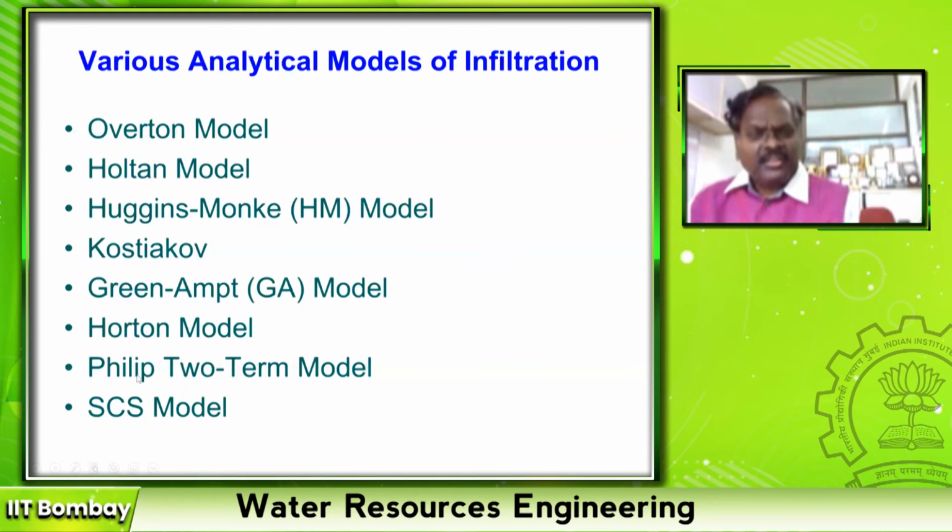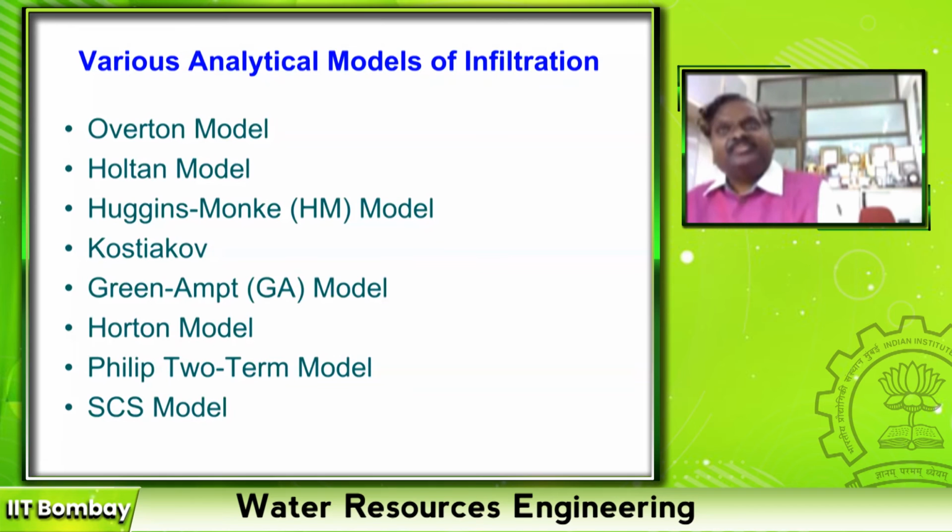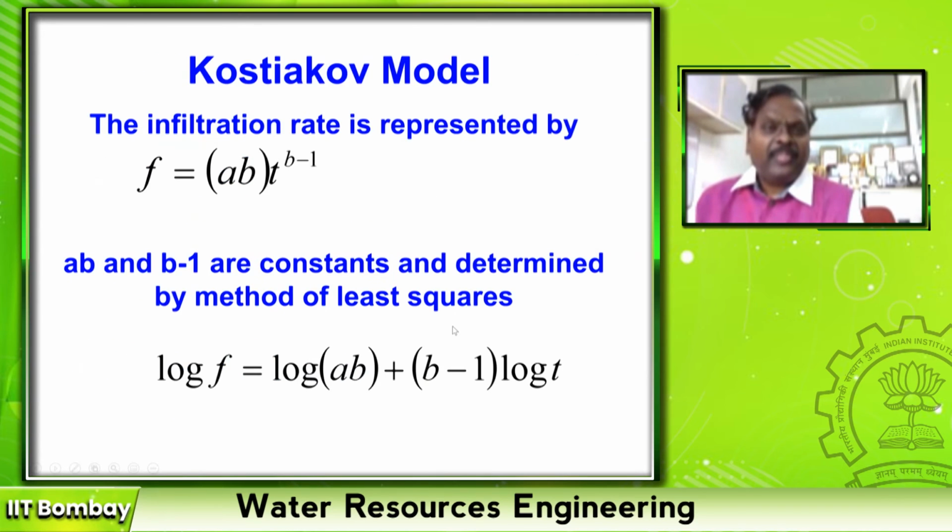But out of all these, the Philip two-term model is very useful in water quantity estimation using either finite difference or finite element models. But for our lumped models, the simple Horton's model is more than sufficient. Then the Kostiakov model: he considered that infiltration rate at any time is an exponential decay of time. But we don't know the values of A as well as B. So to estimate these, you have to conduct an experiment, then convert this into log values.